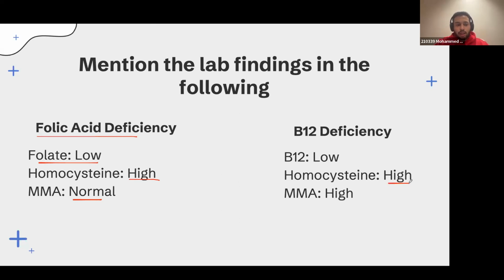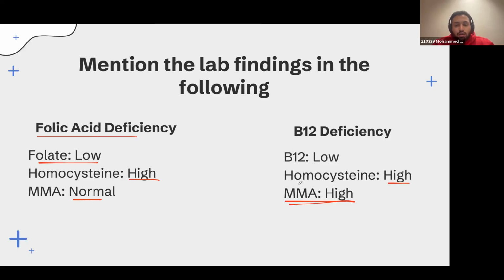MMA is methylmalonic acid. Methylmalonic acid is in the odd chain fatty acid degradation pathway, where it goes from propionic acid to methylmalonic acid, and then lastly to succinyl-CoA. The last conversion, from MMA to succinyl-CoA, requires only B12. So that's why in B12 deficiency, MMA will be high. But in folic acid deficiency it's not needed, so it's normal.